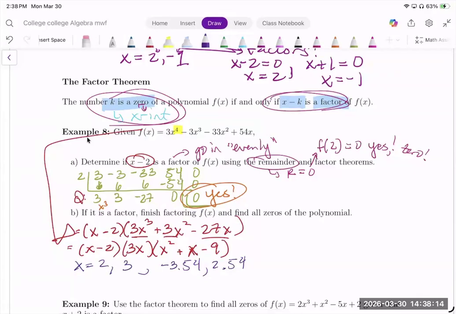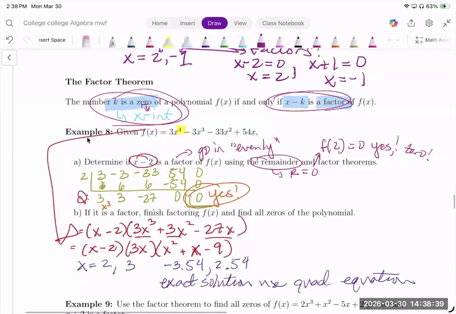So from here, we get the other solutions. If it says it wants exact solutions, use the quadratic equation. Use the quadratic equation for exact solutions.